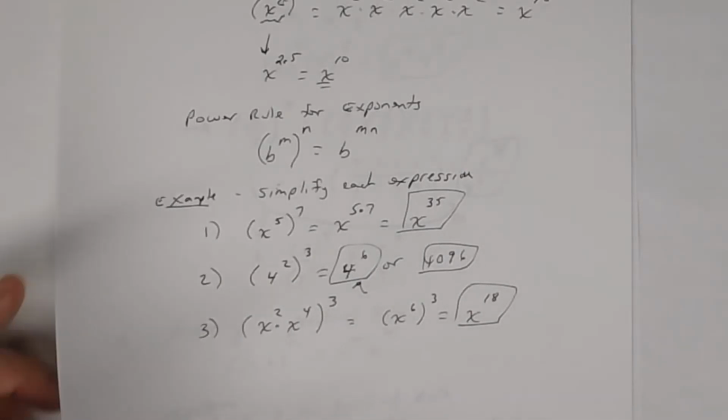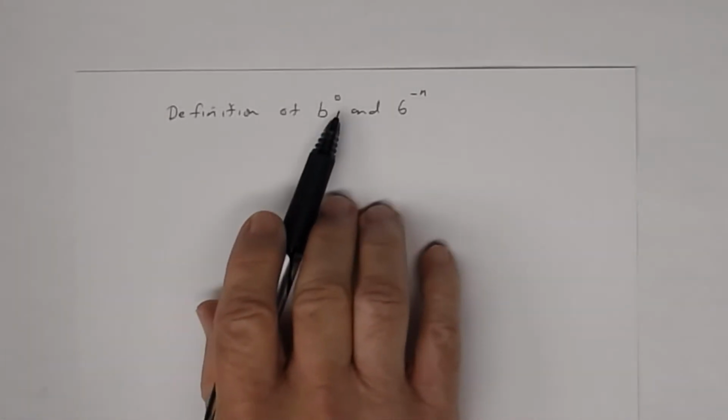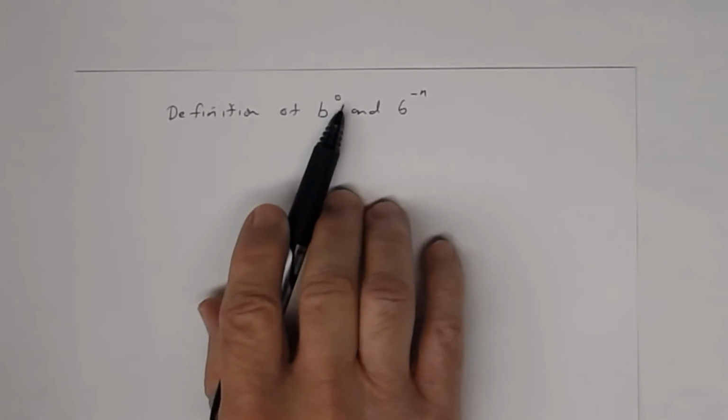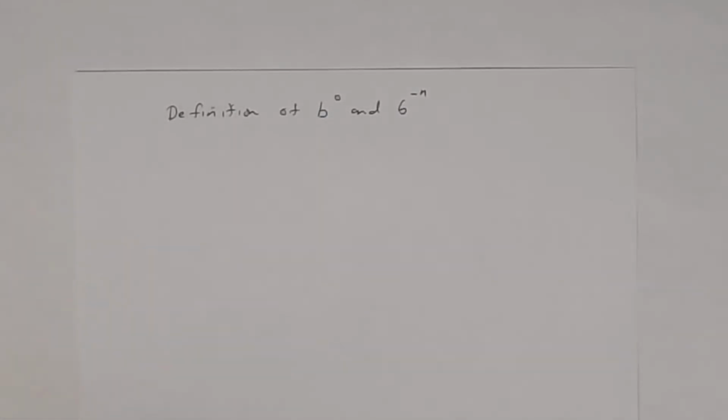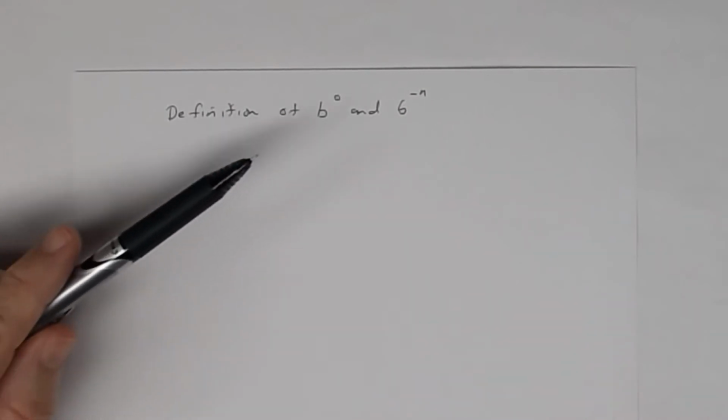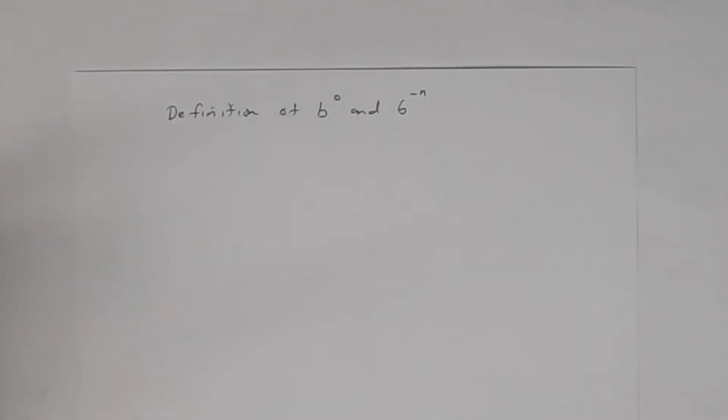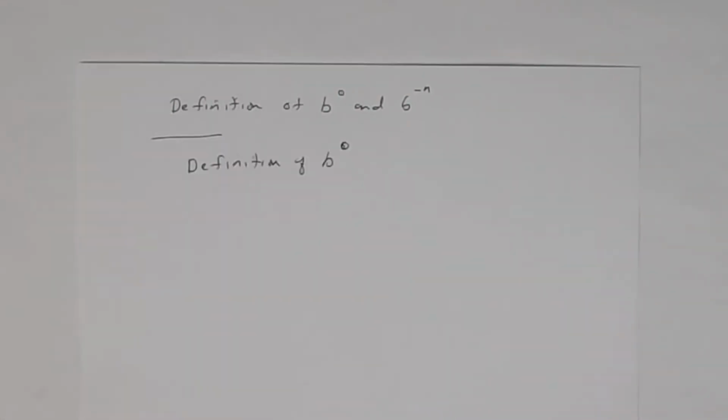So we have to talk about what we do if we have an exponent that's 0, and what we do if we have an exponent that's negative. It's a very simple process. It's not difficult at all. So let's go to the first one, which is the definition of b to the 0 power.